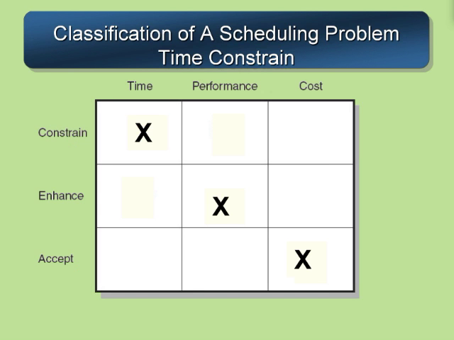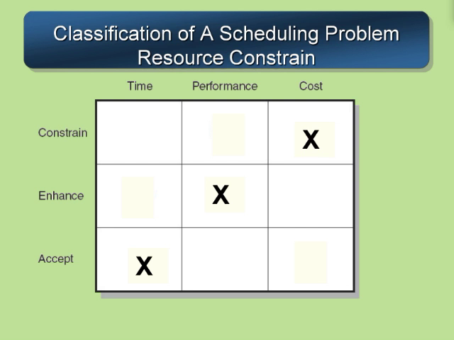So if you have a project priority matrix that looks like this, you would consider this to be a time-constrained project where we've constrained time, and I suppose you can either enhance cost or enhance performance and accept the other.